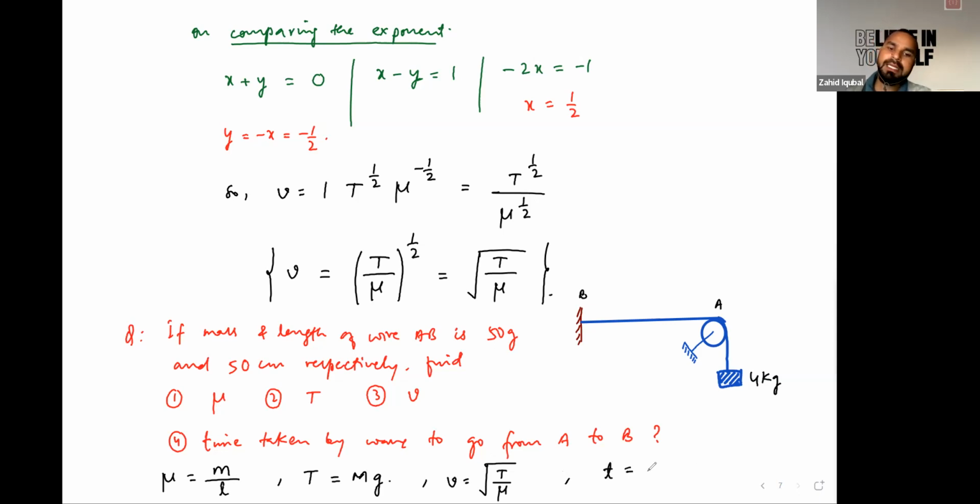In the last part, you have to calculate the time taken by the wave to go from A to B. According to the formula, time is equal to distance by velocity or speed. Distance from A to B is given and velocity we have calculated. Just put all the values and try to simplify it.